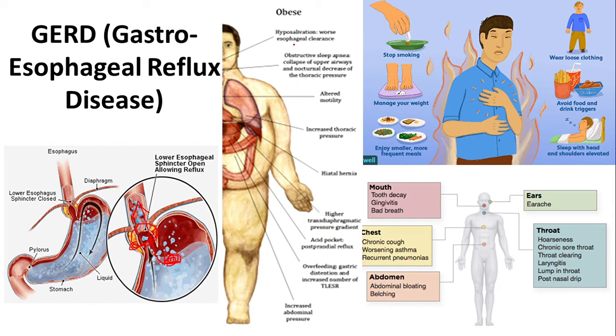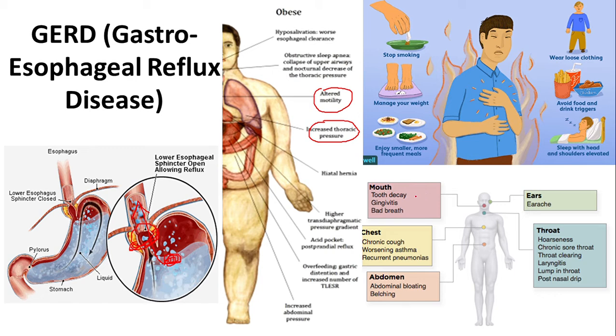So usually, obese people are at high risk for GERD because it can alter the motility inside your esophagus. It increases thoracic pressure, and it might cause the weakness of your lower esophageal sphincter. Right? So those are the main causes of weakness of the lower esophageal sphincter.